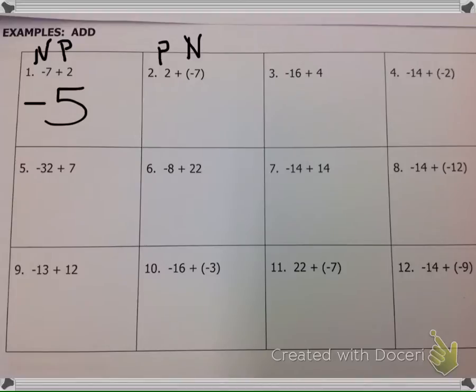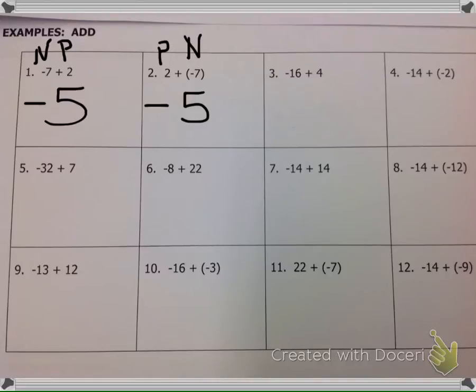So do we have same signs or different? We have different signs. So different signs, subtract. 7 minus 2 is 5, and that would be a positive or a negative? It will be negative because 7 is larger than 2, and 7's negative, so my answer is -5. It's really the same problem, just backwards.